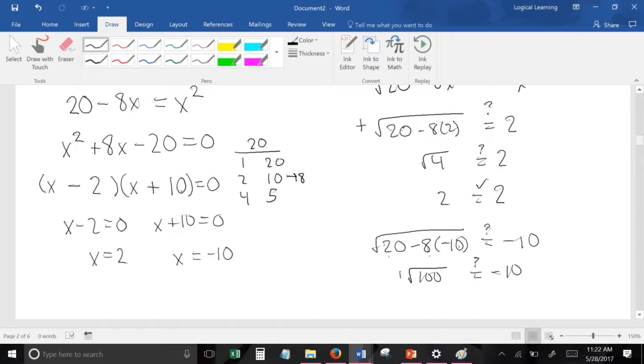Well, we have the positive square root, so the positive square root of 100 is 10, and that does not equal negative 10, which means even though we did all of our algebra correctly, we got a solution of negative 10. Because of the square roots, this solution is not actually valid in our given equation. So our solution set becomes just 2. So let's always remember that when we are doing these problems, it is very important that we check our answers. Let's go ahead and look at another example.